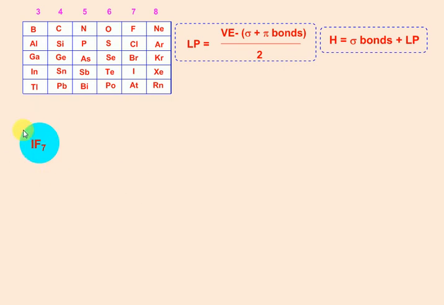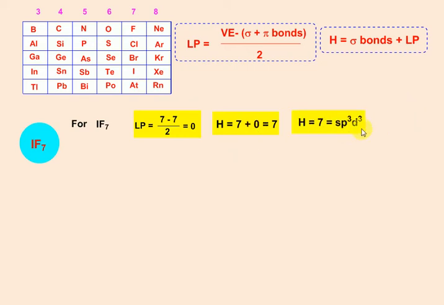Friends, let us find out hybridization for iodine in IF7. Iodine belonging to the fluorine family has 7 valence electrons. Let us find out the lone pairs. 7 valence electrons minus 7 bonds, 7 minus 7 divided by 2 is equal to 0 lone pairs, and hybridization is equal to 7 bonds plus 0 lone pairs is equal to 7. 7 is equal to sp3d3, and for sp3d3, friends, it is pentagonal bipyramidal. 5 fluorine forming a pentagon and 2 fluorine forming a bipyramid, so it is called pentagonal bipyramidal geometry.